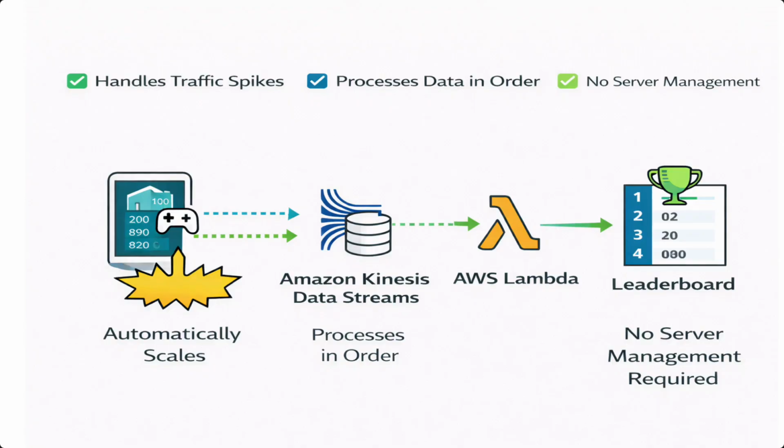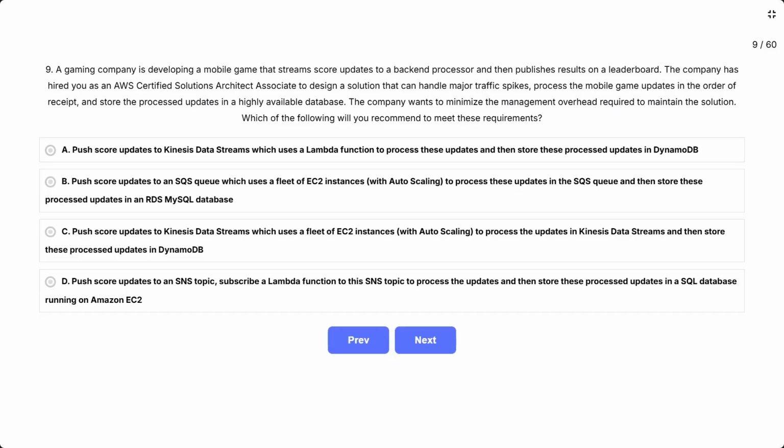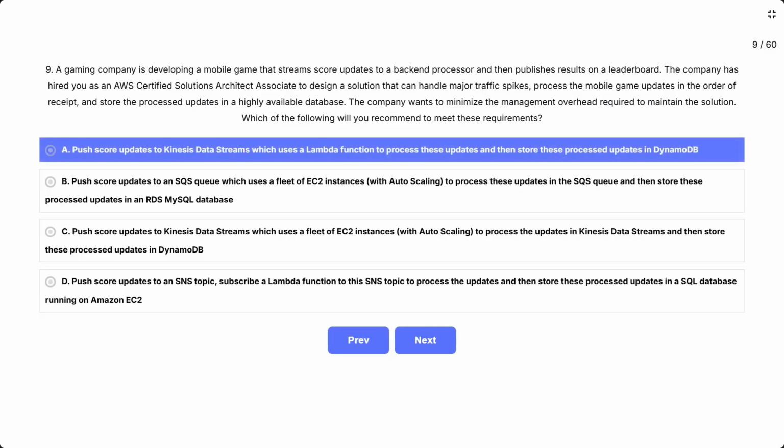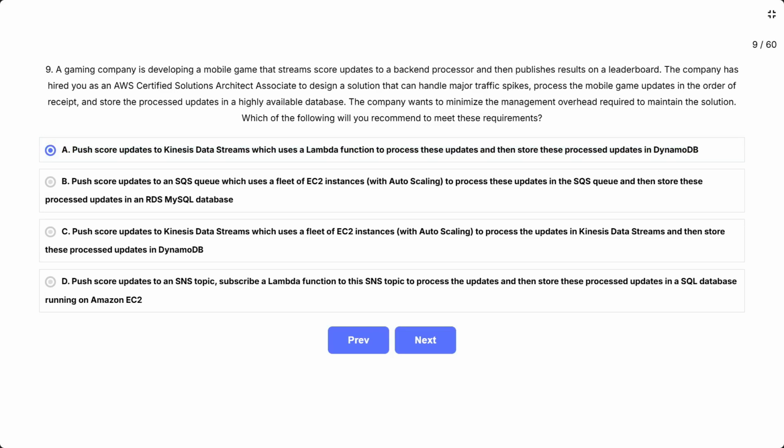This question asks for a solution that meets 3 key requirements: handles traffic spikes, processes data in order, and requires minimal management overhead. Think of it as, what AWS services automatically scale, guarantee order, and require no server management for a gaming leaderboard? Correct answer: A. Push score updates to Kinesis data streams, which uses a Lambda function to process these updates, and then store these processed updates in DynamoDB.